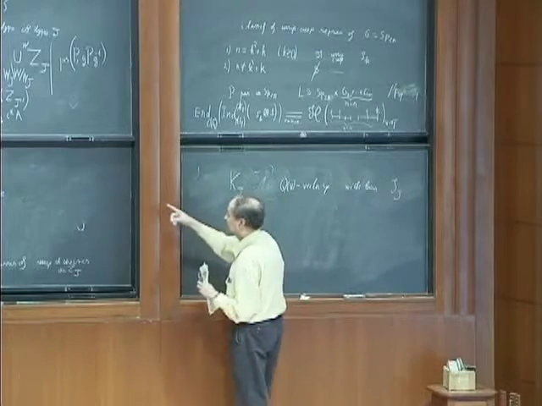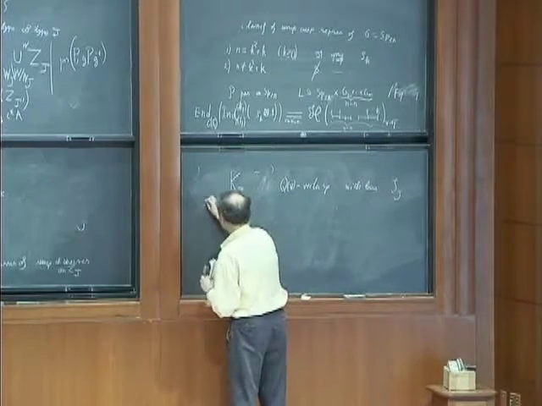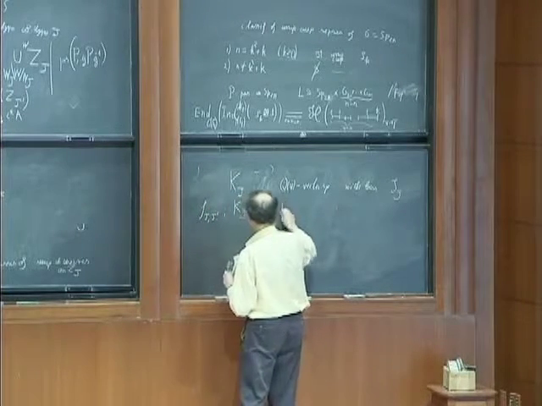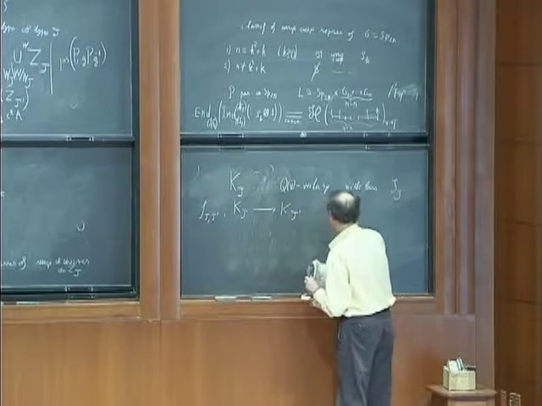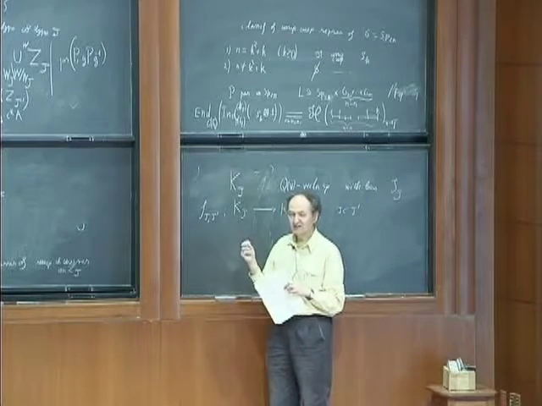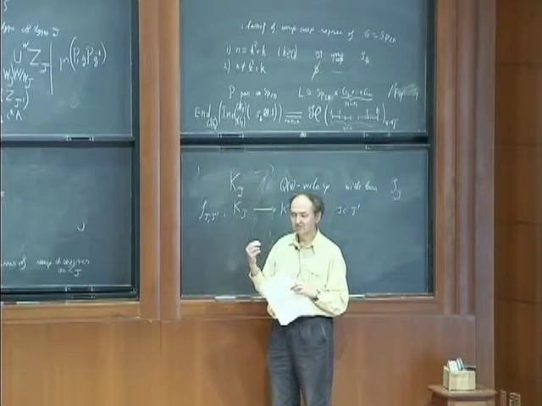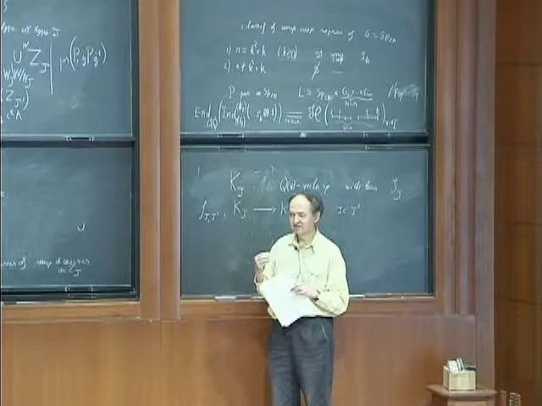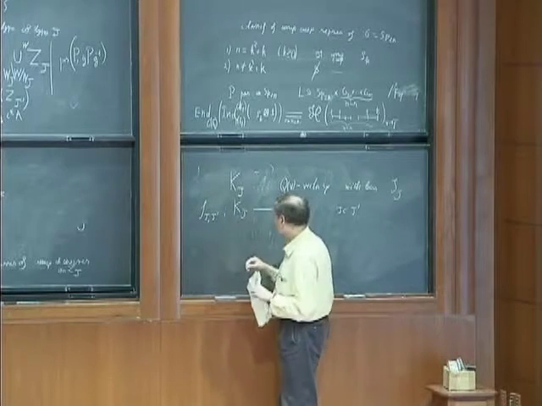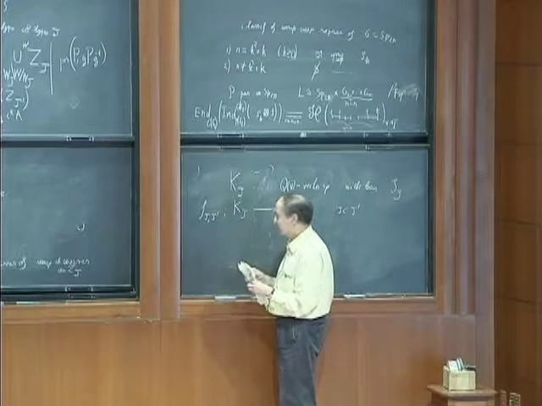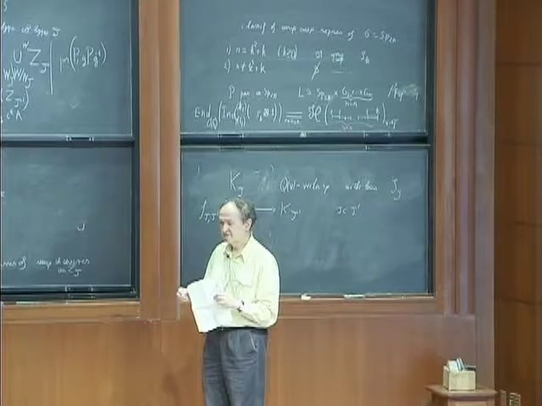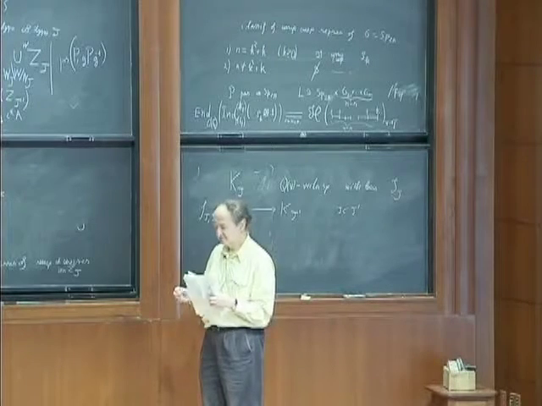This function f_JJ prime can be extended, gives rise to some linear function from KJ to KJ prime for any J containing J prime. To define this you need the notion of weight filtration of a perverse sheaf, a mixed perverse sheaf.